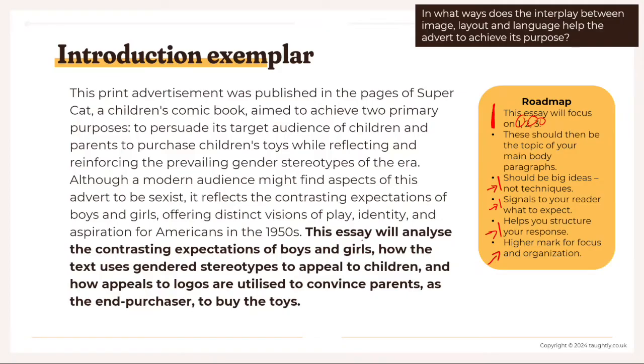So the roadmap here says that this essay will analyse the contrasting expectations of boys and girls, how the text uses gendered stereotypes to appeal to children, and how appeals to logos are utilised to convince parents, the end purchaser, to buy the toys. So see here, we've got 1, 2, 3 big ideas, and these are going to be the topics of my following main body paragraphs. Also notice that the whole way through I am not using first person. I'm not saying I will analyse, I'm saying this essay will analyse. So do avoid using first person in academic essays.